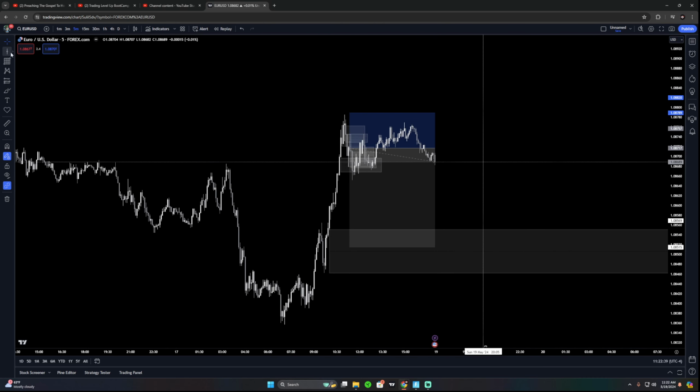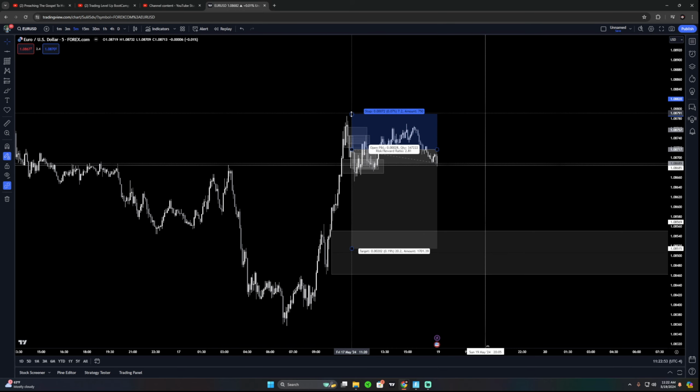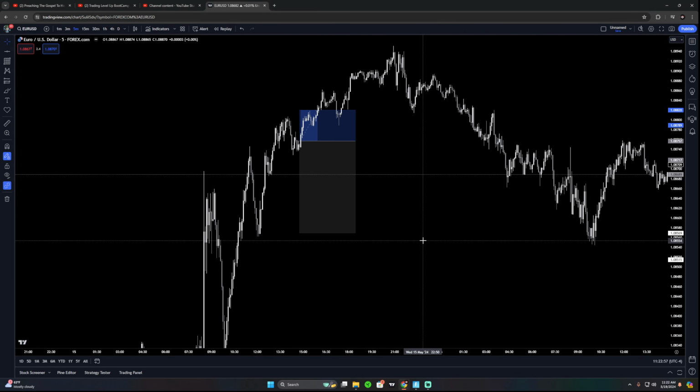As you can see, price, 3, 9. As you can see, price broke the high. Our stop loss was at the top of the move, the highest point of the move.